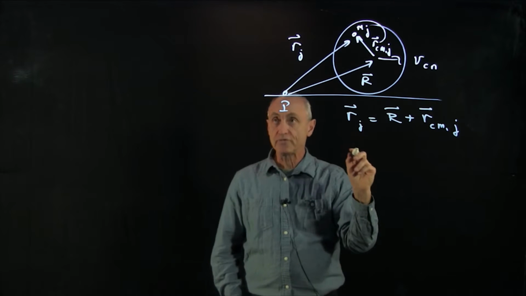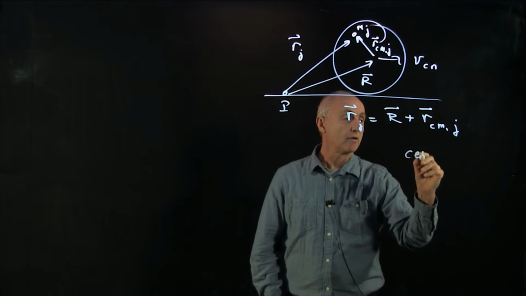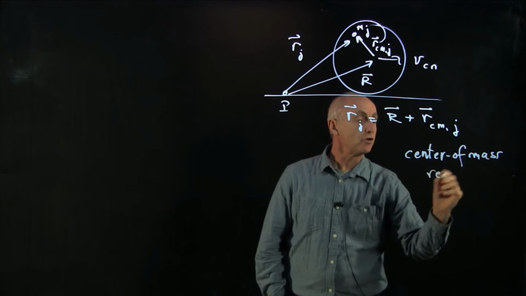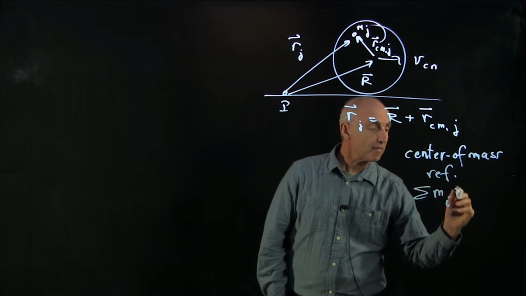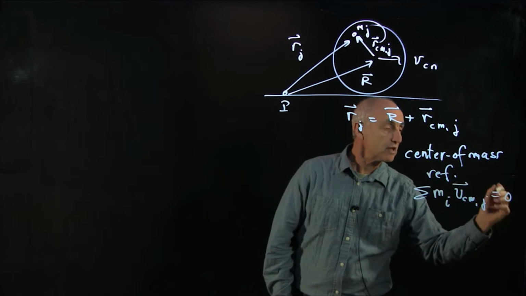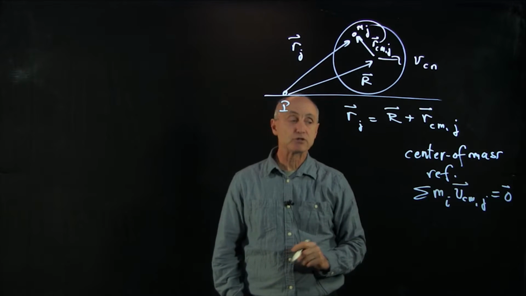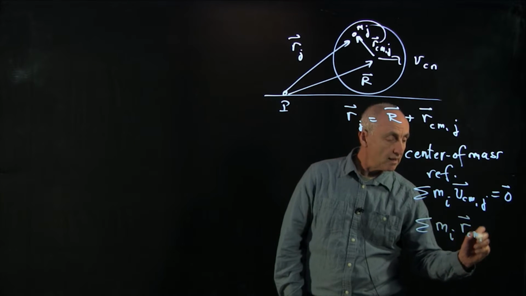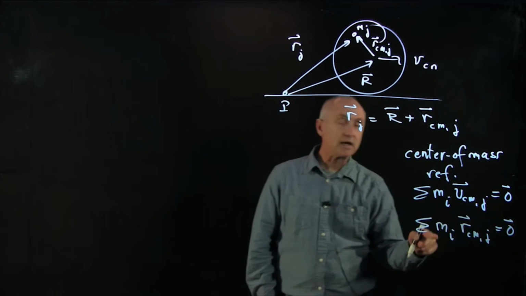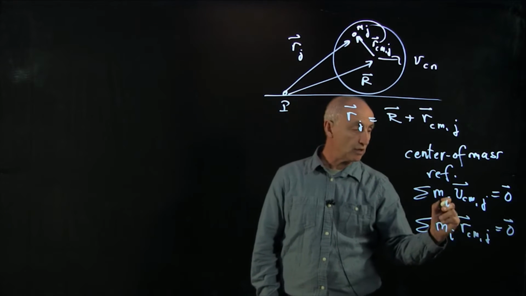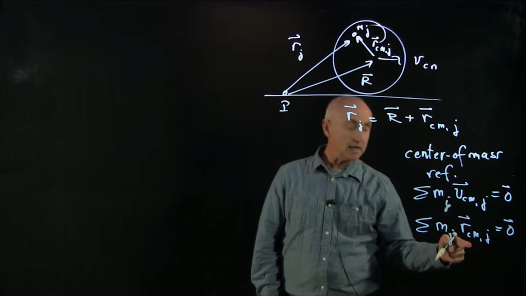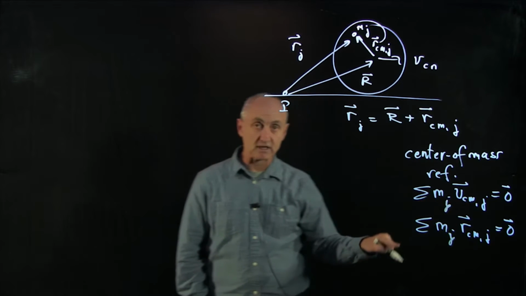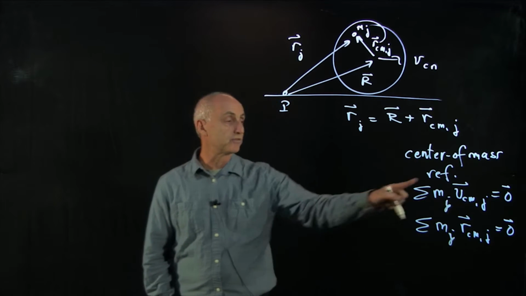Now let's recall two facts about the center of mass reference frame that we've already used. The first is that the sum of the velocities, the momentum in the center of mass reference frame is 0. And if you integrate this equation in just exactly the same way, if you added up the mass times each of the position vectors, that's mj rcmj in the center of mass frame, that's also 0. So we've used this when we talked about kinetic energy. Now we're going to consider both of these results.